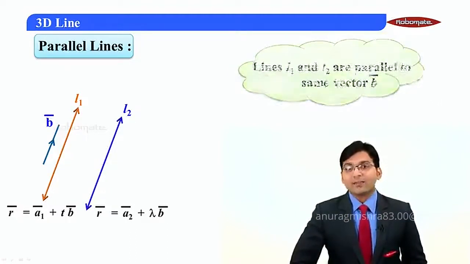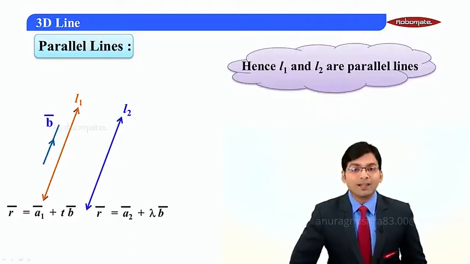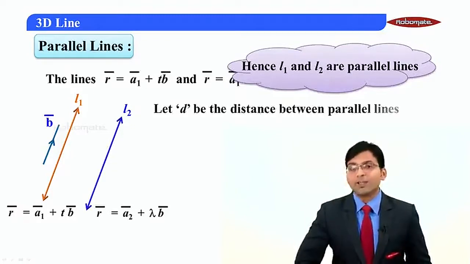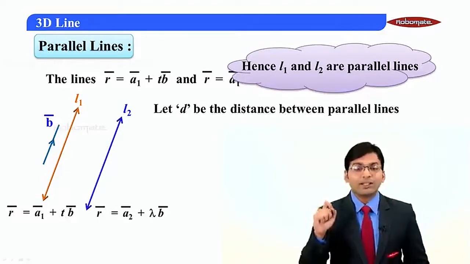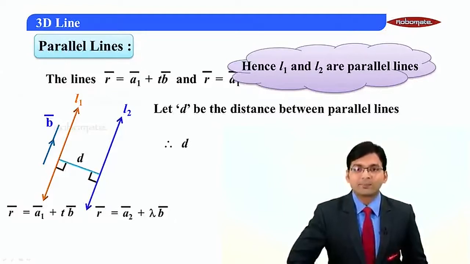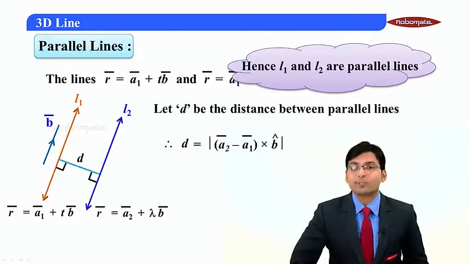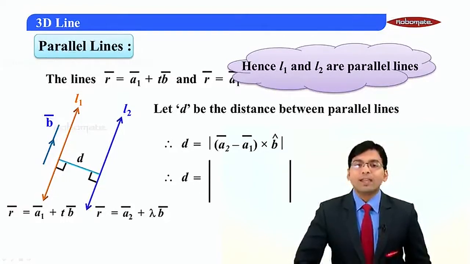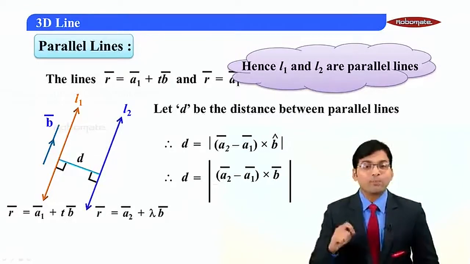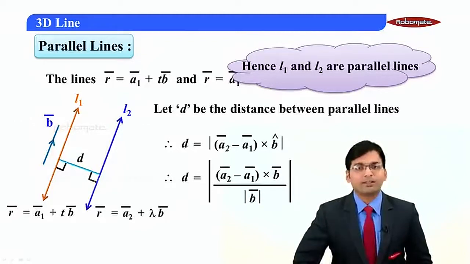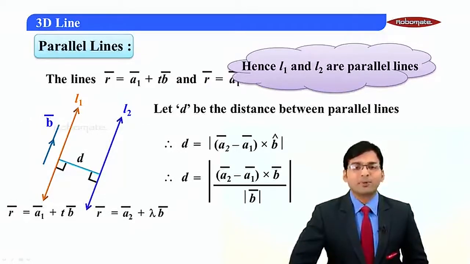And then we say the distance between parallel lines we can find by using a letter D, and D is given by D is equal to mod of (A2 bar minus A1 bar) cross B cap, that is, mod of (A2 bar minus A1 bar) cross B bar upon mod of B bar. So here we completed the module. Thank you.